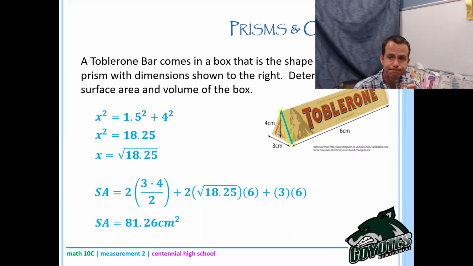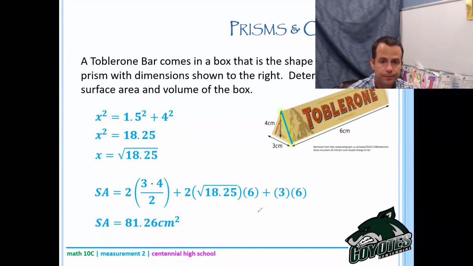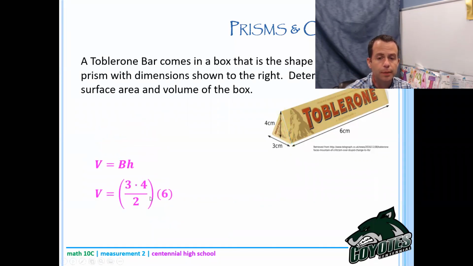Now I want to do the volume. To do the volume, it's the base area times the height. Remember, the base area would be the area of this triangle here. If that guy is on the bottom, this guy here becomes the height. The 6 becomes the height. So volume will be my base area, which is the triangle, 3 times 4 divided by 2, times the height, which is 6.